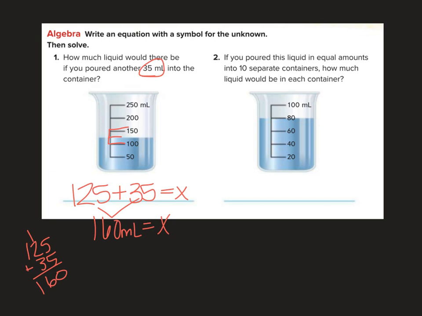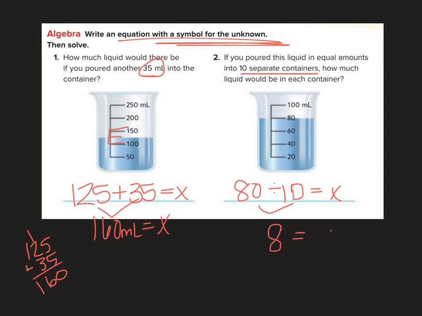All right, if you poured this liquid in equal amounts into 10 separate containers, how much liquid would be in each container? Okay, so I have 80 milliliters, and I need to divide it into 10 separate containers. 80 divided into 10 separate containers equals X, or our unknown, because we have to write a symbol for the unknown. If I'm going to do 80 divided by 10, I would get 8. And it would be 8, oh, almost forgot my label I was going on about the last time. 8 milliliters would be in each container.